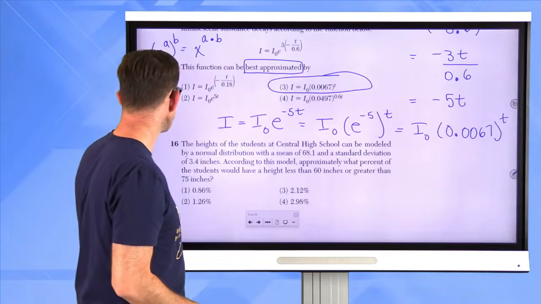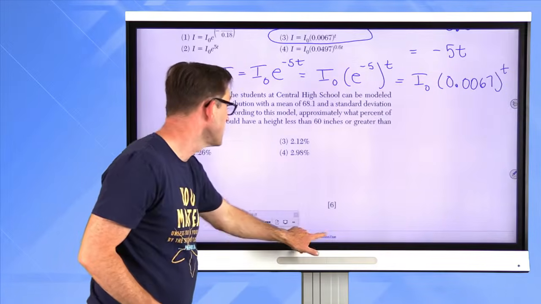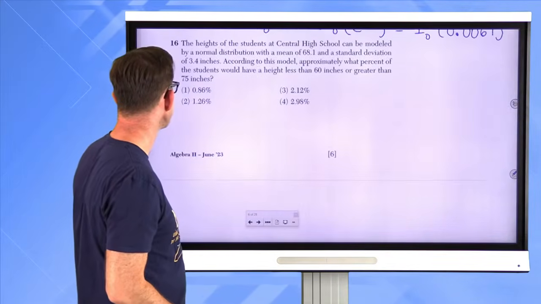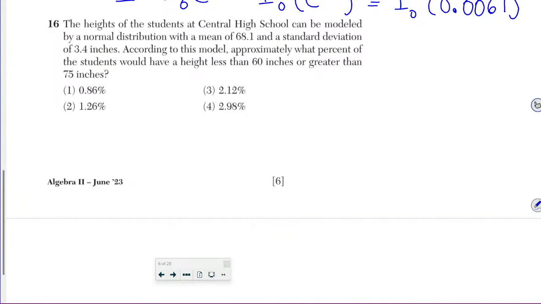All right, let's take a look at a statistics question. Let me extend the page a little bit so we'll be able to see this a bit better. Number 16. The heights of students at Central High School can be modeled by a normal distribution with a mean of 68.1 and a standard deviation of 3.4 inches. According to this model, approximately what percent of the students would have a height less than 60 inches or greater than 75 inches?